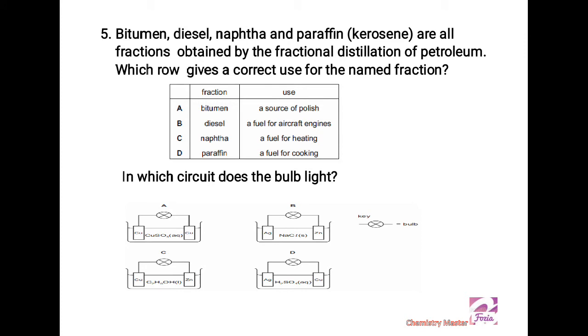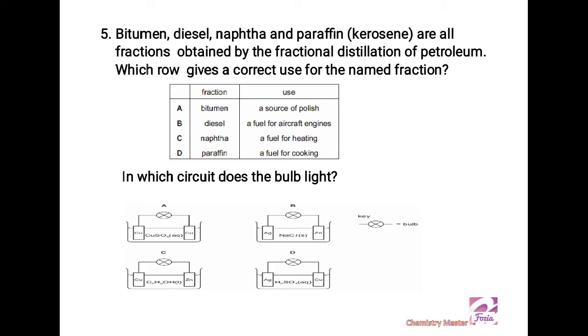The next is: bitumen, diesel, naphtha, and paraffin, kerosene oil are all fractions obtained by fractional distillation of petroleum. Petroleum is the raw mineral to get so many valuable organic compounds, and it is mined from the ground. Now you see which row gives a correct use of the named fraction.